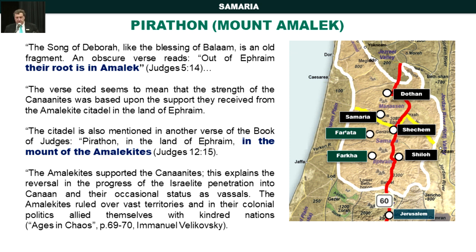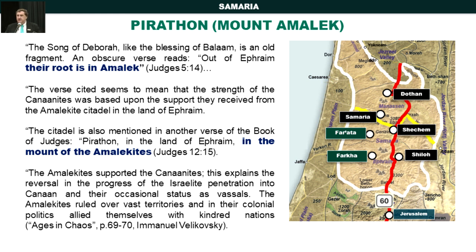The citadel is also mentioned in another verse in the book of Judges. "Pirathon, in the land of Ephraim, in the mount of the Amalekites," Judges 12:15. The Amalekites supported the Canaanites. This explains the reversal in the progress of the Israelite penetration into Canaan and their occasional status as vassals. The Amalekites ruled over vast territories, and in their colonial politics allied themselves with kindred nations. End of quote.